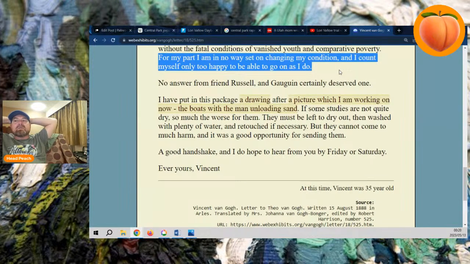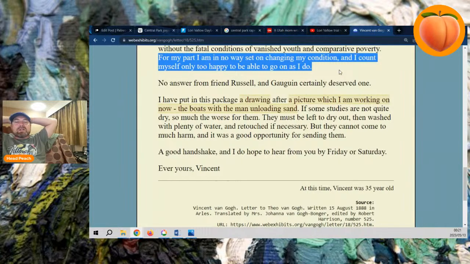I count myself only too happy to be able to go on as I do. In other words, if I don't sell anything, I'm happy to carry on doing what I'm doing. I'd like to, but I'm happy to carry on. I'm struggling financially, but I'm happy to be able to go on as I do. I'd like to continue painting. Thanks very much. Right.